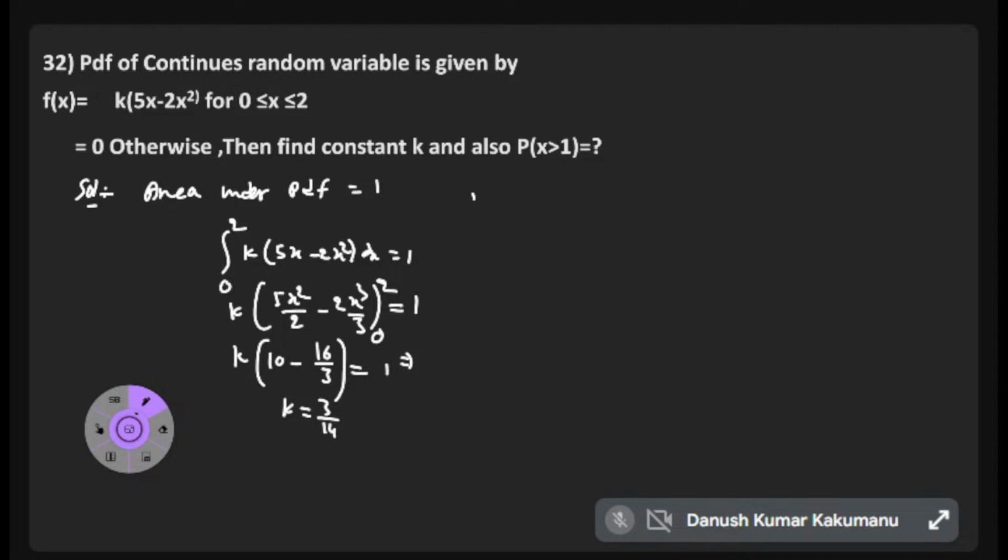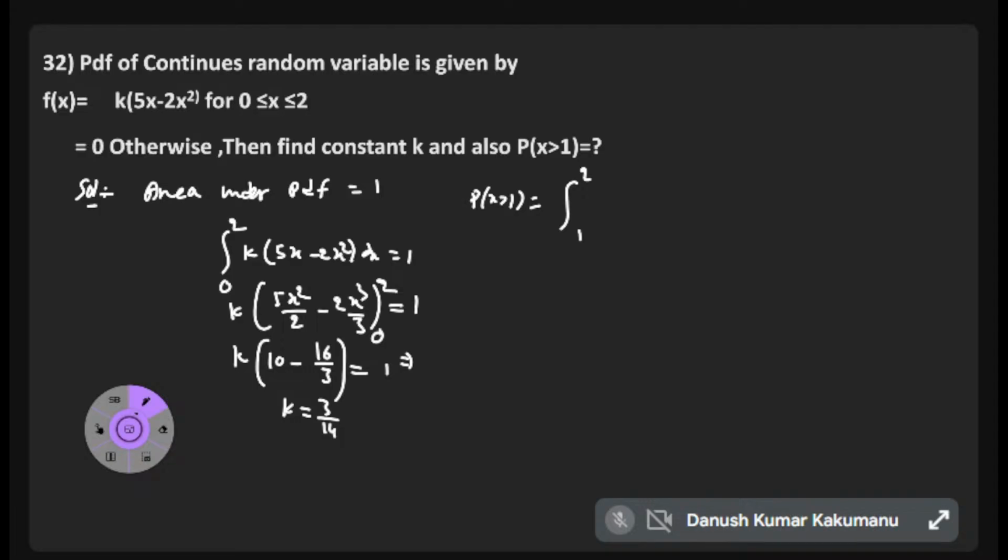What is the other value? P of x greater than 1, P of x less than 1, P of x greater than or equal to 1, P of x less than or equal to 1. They all come under CDFs. What is a CDF? CDF is the integral of the PDF. What are the integral limits here? Integral limits are 1 to 2. Observe here, 0 to 1, 1 to 2.